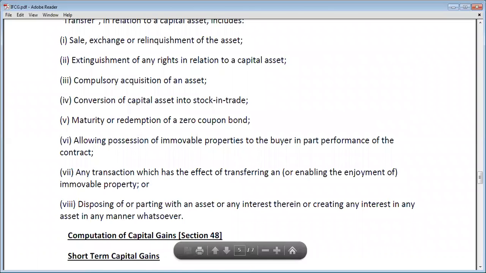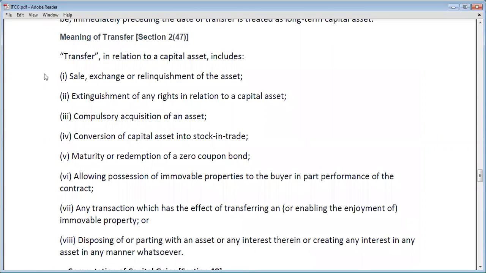So basically, not only sale will be included in transfer. जब सेल को ही ट्रांसफर में इंक्लूड नहीं किया जाएगा.